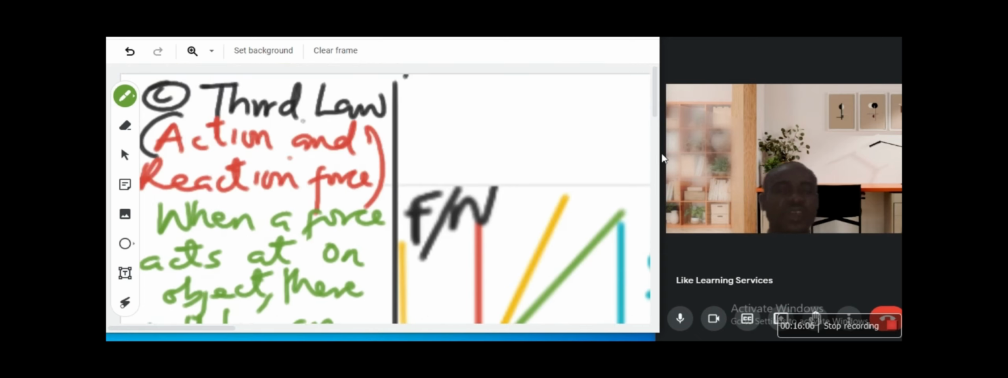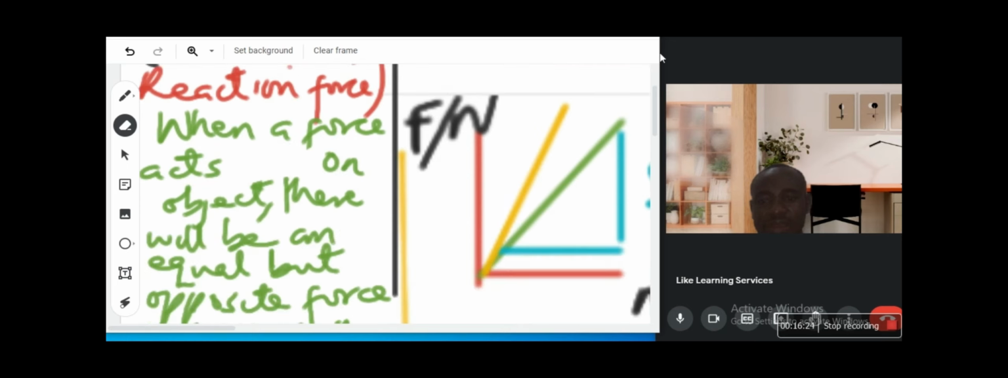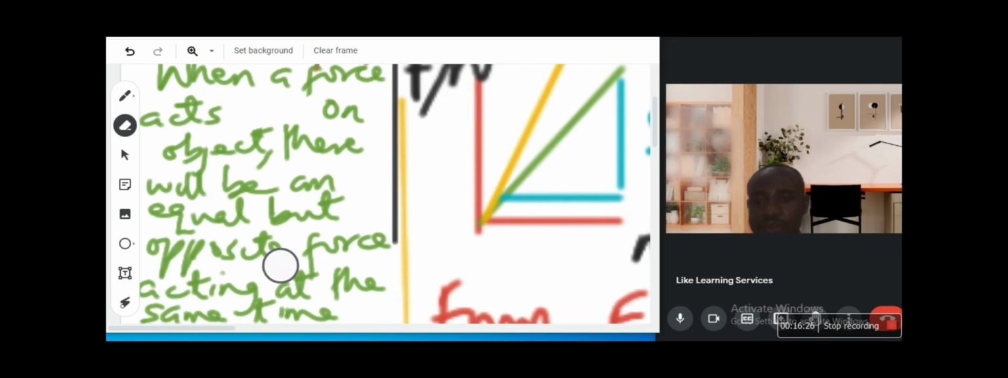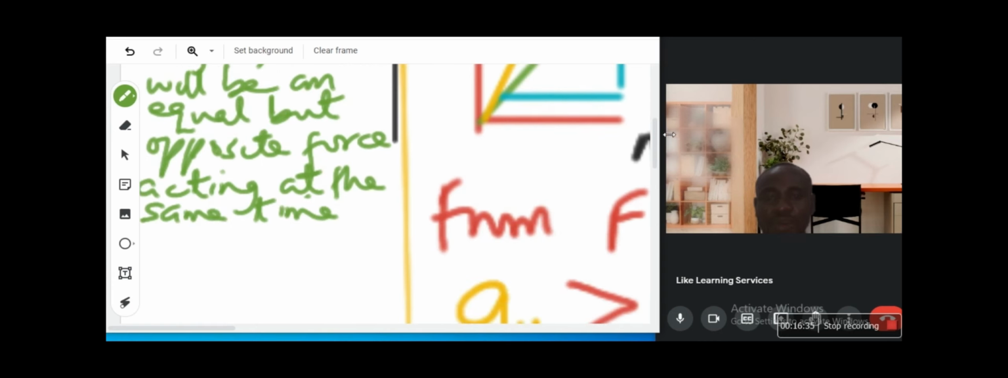Usually, to say this, we say for every force there's an equal and opposite reaction force. The force that acted is an action force. The reaction force, which is opposite to it but equal, is the reaction force. So when a force acts on an object, there will be an equal but opposite force acting at the same time. For every force, there's an equal and opposite reaction.